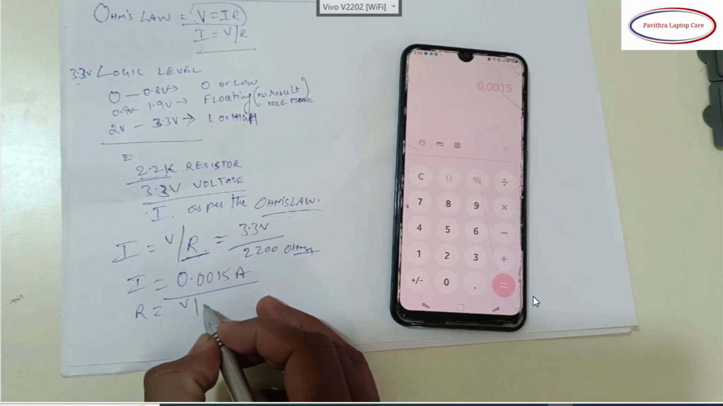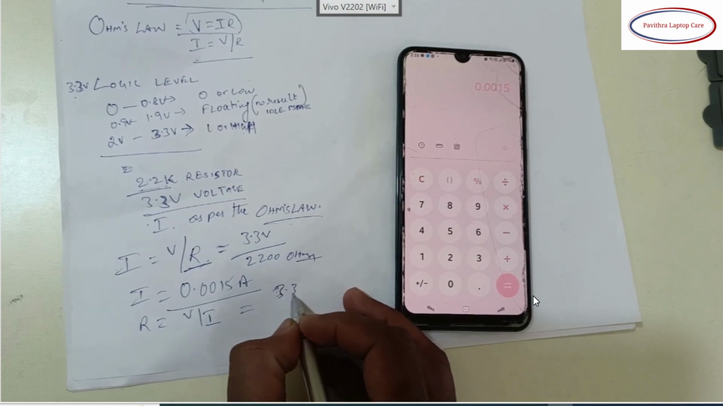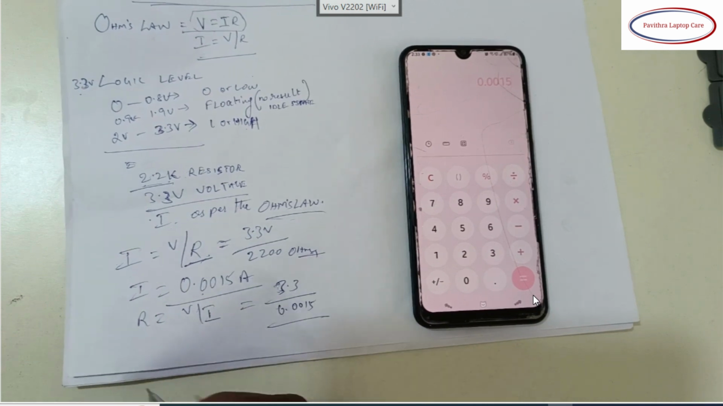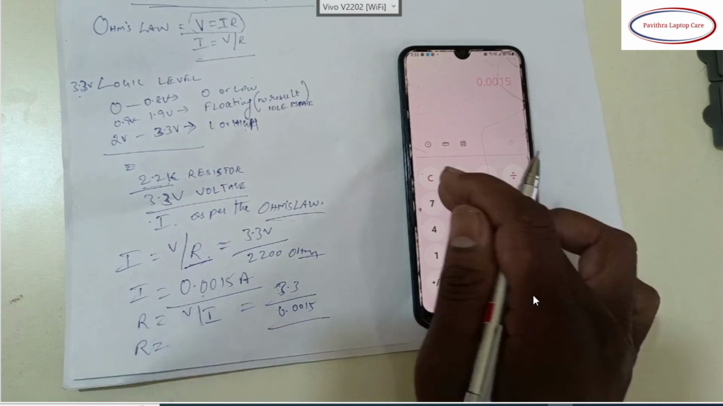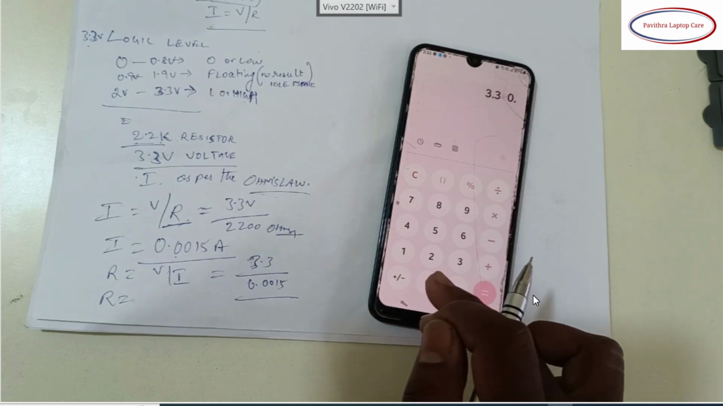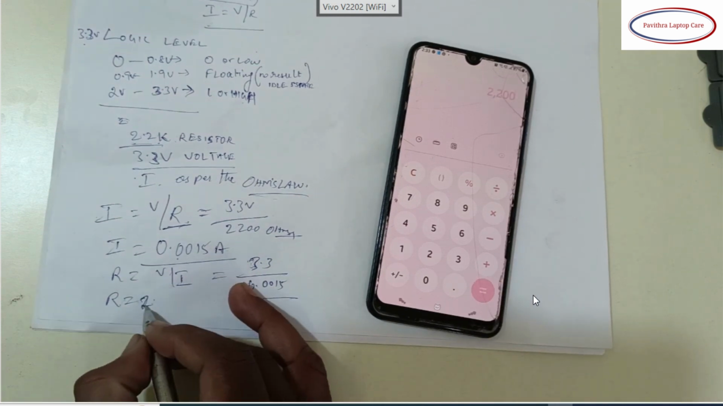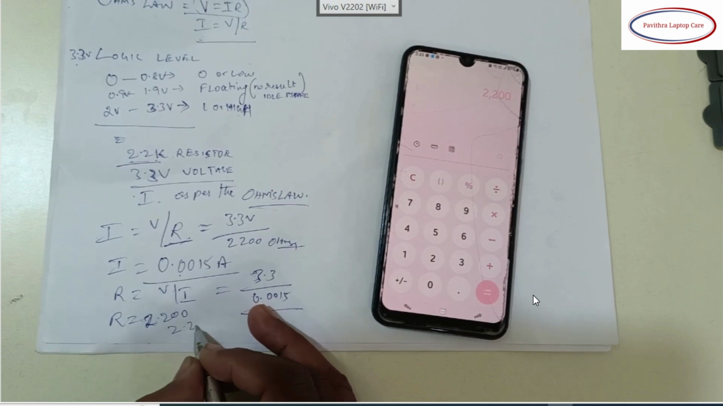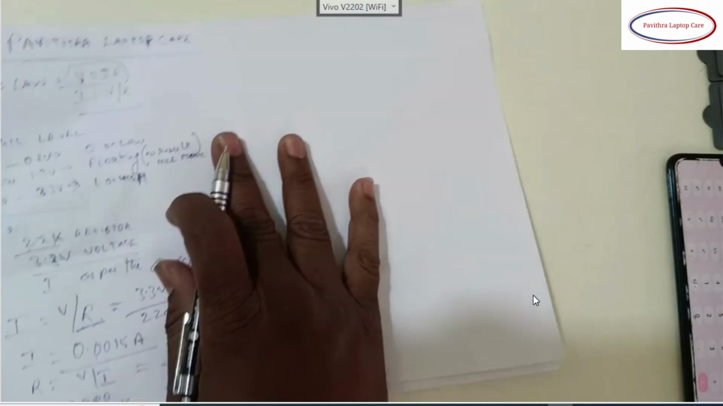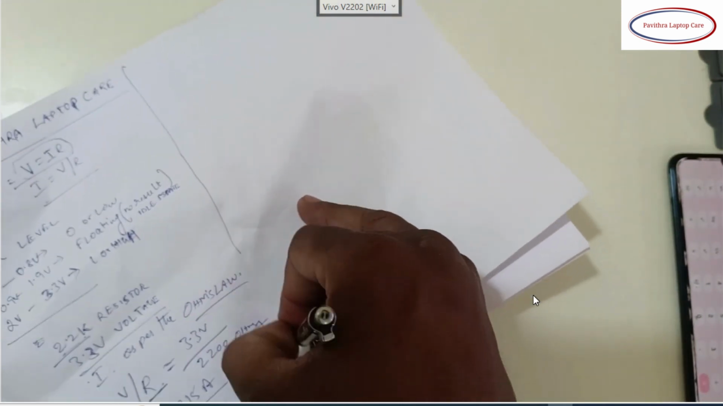Here R is equal to V by I. So here V, we know it's 3.3 volts, and I we just calculated is 0.0015 amps, and R will be 3.3 divided by 0.0015, which is 2200, meaning a 2.2k resistor. Okay, like this we have to calculate as per Ohm's law: calculate the resistor or current or voltage in a circuit.